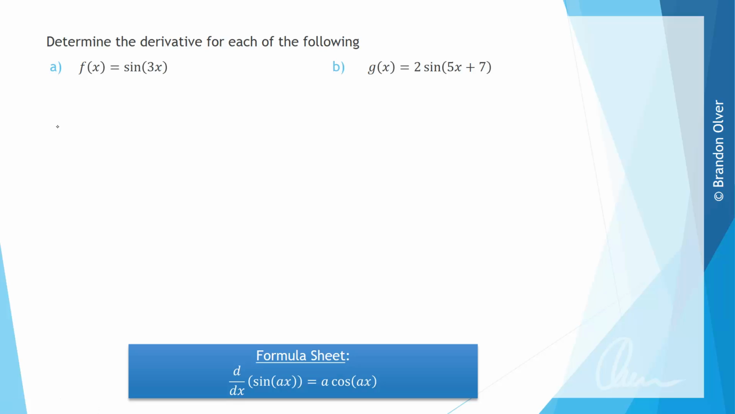So for this question, we would have f dashed of x, the derivative, is going to equal, the a value is 3, it's the coefficient of x, so we have 3 times cos of 3x. And that is the answer to part A of this example.